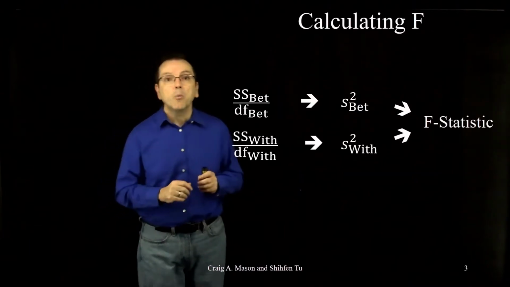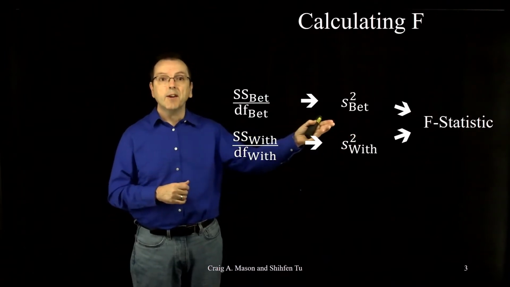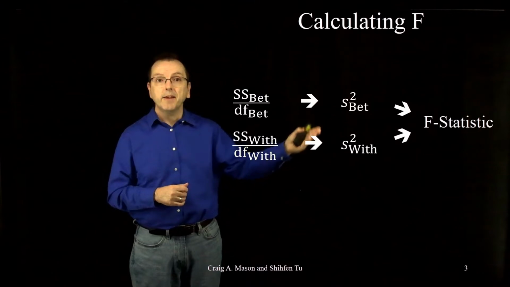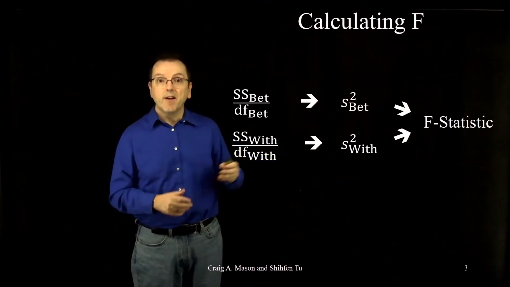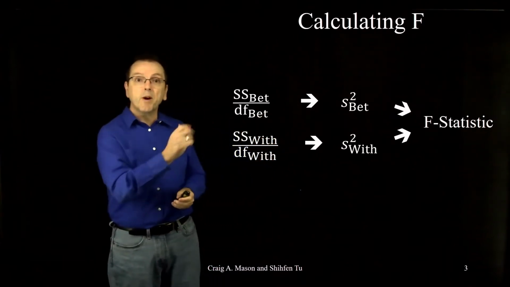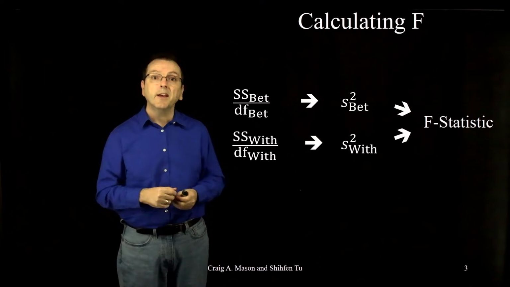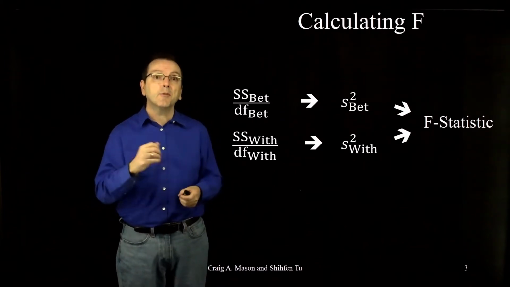Now, previously, we noted that to calculate F, we divide the variance between groups by the variance within groups. And to calculate the variance between and the variance within, we need the sum of squares between and the sum of squares within, as well as the degrees of freedom between and the degrees of freedom within.